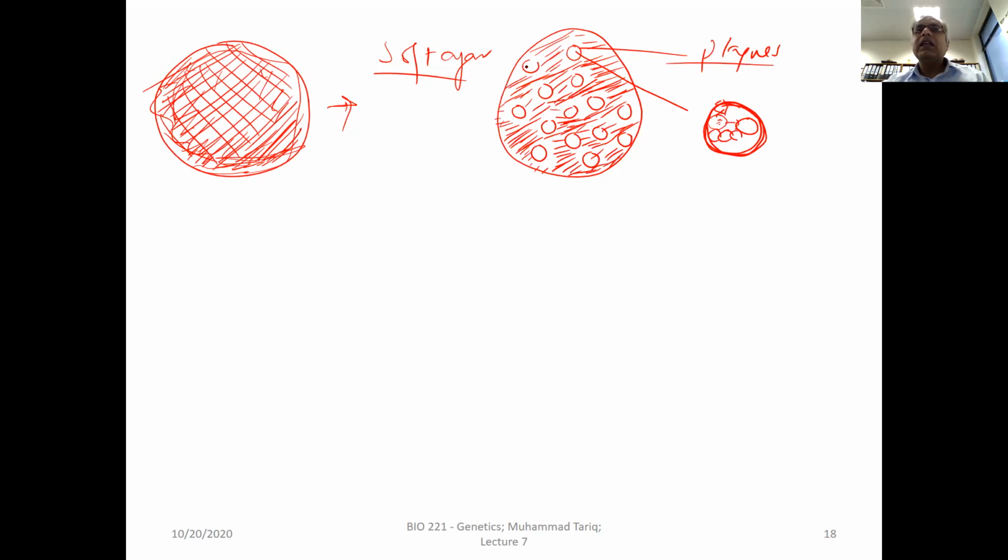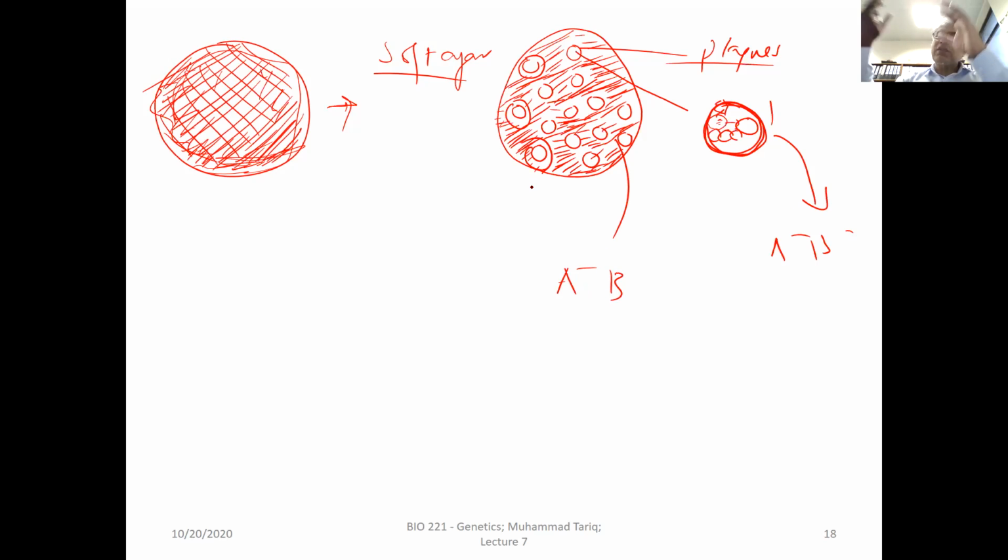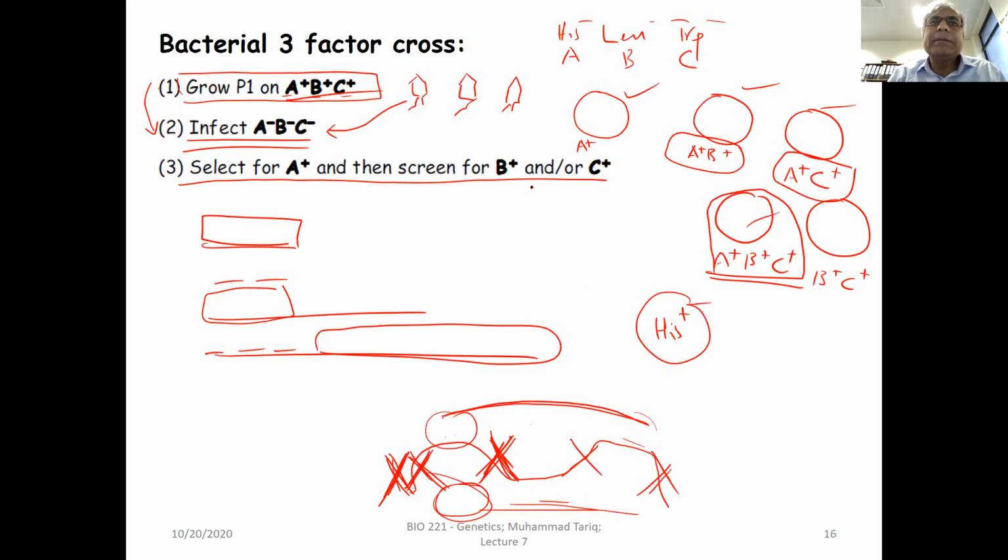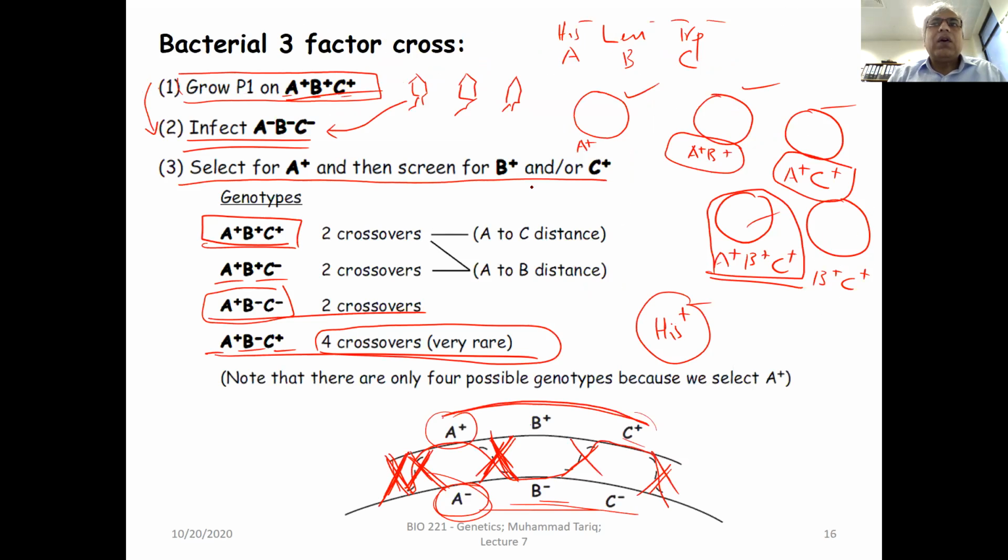This one is another one. This one is another one. This one is another one. And then you isolate their DNA, or you take plaque number 1, phages from here, infect A minus B minus bacteria, plaque number 2, infect A minus B minus bacteria, and that's how you isolate phage particles. Clear? Did I answer the question? Yes, sir. Okay.